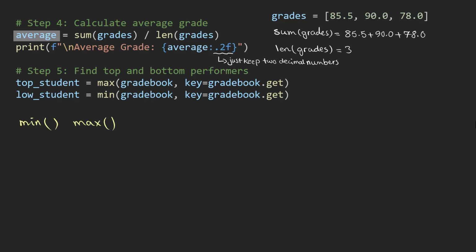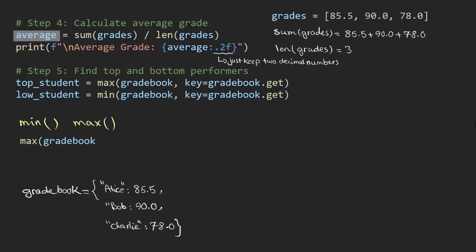Let's talk about these two functions. They simply find the maximum and minimum values stored in an object. For example, when we use max of gradebook, we are telling Python that we are looking for the largest value. But does Python check the keys or the values? If you print this code, the result is Charlie. Charlie is stored in the variable top_student. And for this one, the result is Alice, which is stored in the variable low_student.